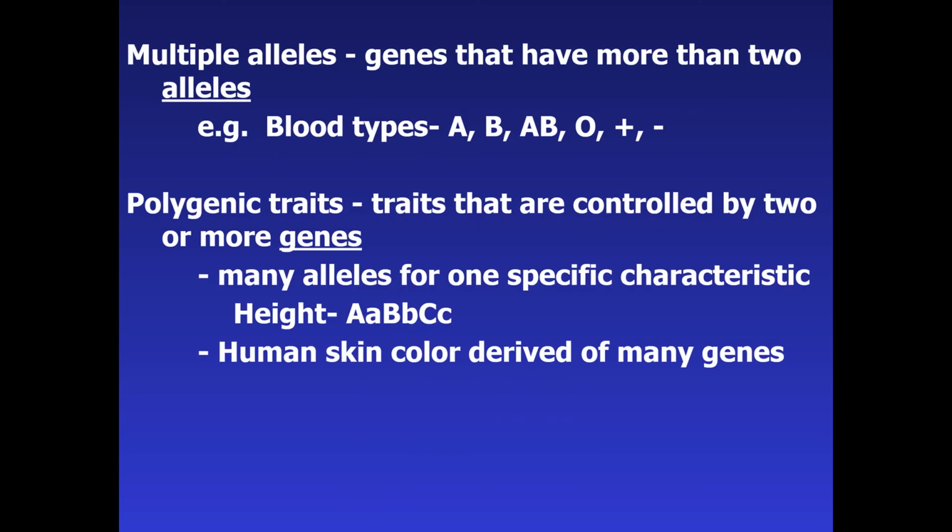Okay, multiple alleles. So there are some genes that have more than two alleles, kind of like blood types. So you could have a blood type A, you could have a blood type B, you could have blood type AB, O, positive, negative. So when we're talking about eye color, it's simplified between brown and blue, but in reality, there are more eye colors than just brown and blue. So they would have multiple different alleles: brown, blue, green.